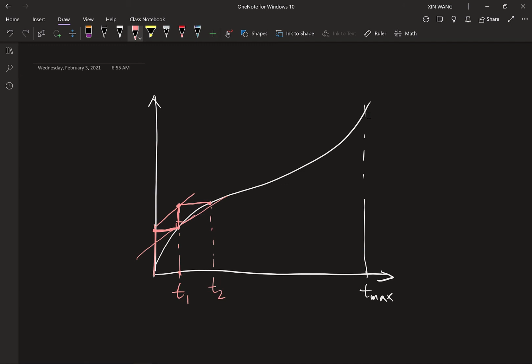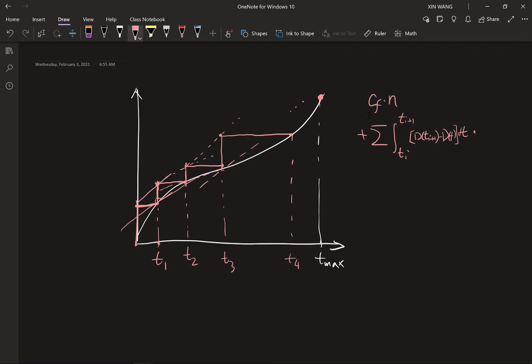Similarly, we can find the gradient, draw a parallel line, and then find the next t3. And then keep doing this. This is t4. Until finally you reach t max. Then you generate the optimum solution given a certain number of shipments n. So finally, your total cost should be the transportation cost C(n), plus the total holding cost.